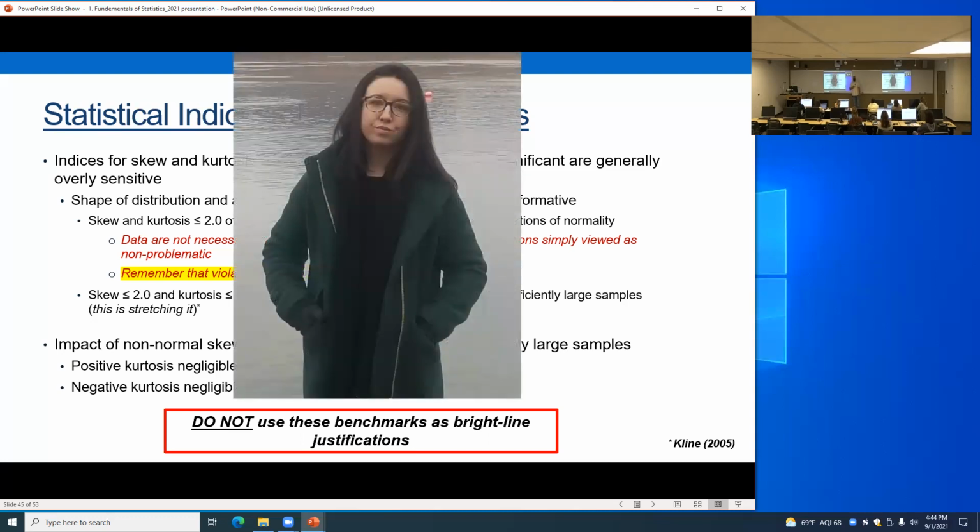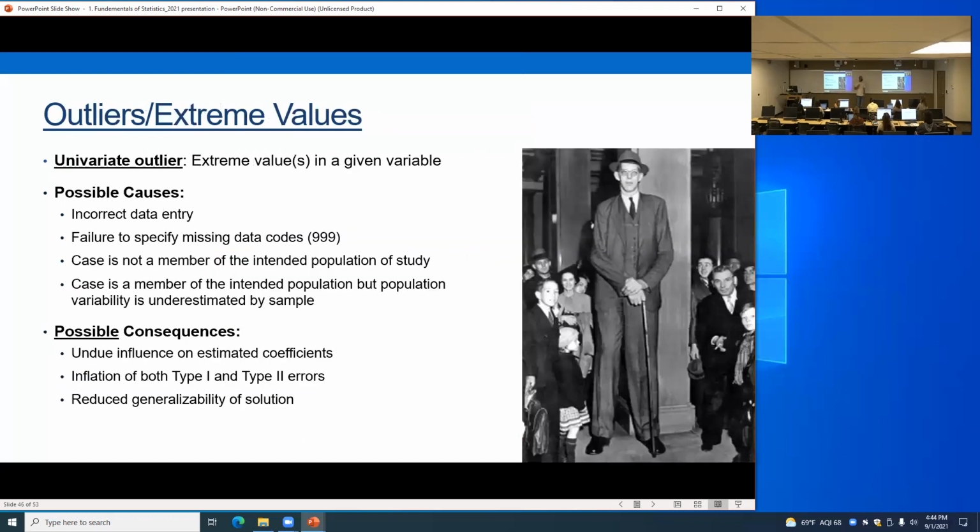Oh, because Tara will judge you if you use benchmarks as bright line justifications. That's my wife, Tara. We're in Scotland, and she doesn't like it, but I like showing that picture. She doesn't like the news with whatever was going on at that point in time.